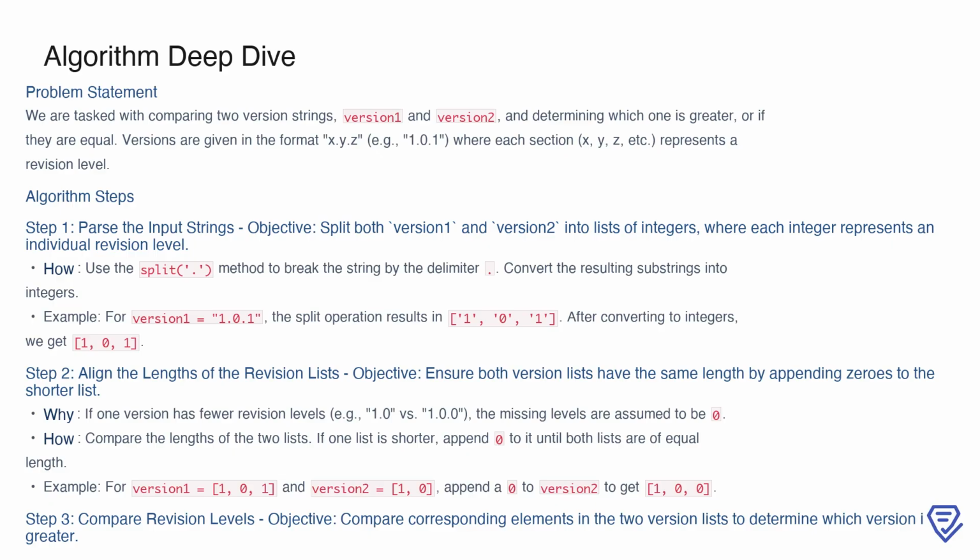Next, we ensure both lists have the same length, because if one version string has fewer revision levels, we treat the missing levels as 0. For instance, given 1, 0, 1, and 1, 0, we append a 0 to the second list, resulting in 1, 0, 0. This alignment step allows us to compare the versions level by level without worrying about unequal lengths. Finally, the algorithm compares the aligned lists to determine which version is greater, or if they are equal.